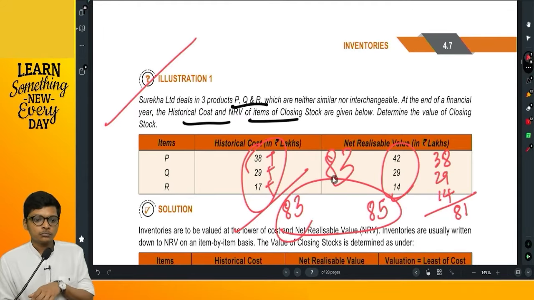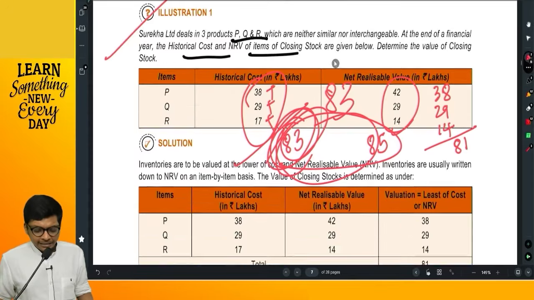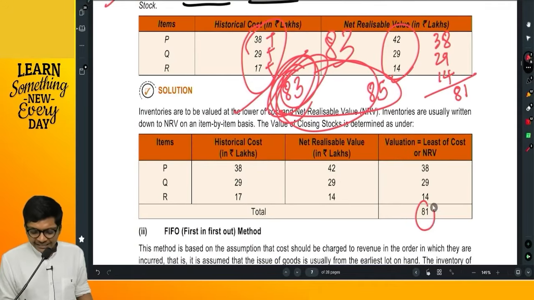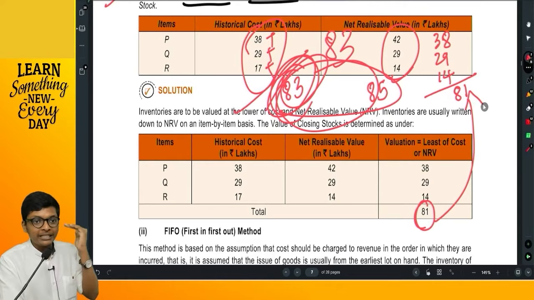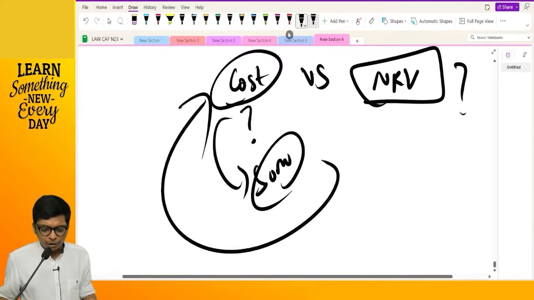No. You have to do it each item separately. See, if you do total, your answer will be 83. But you have to do individually. Answer is 81. Are you following? You should do it individually. I'll tell you the logic over here.